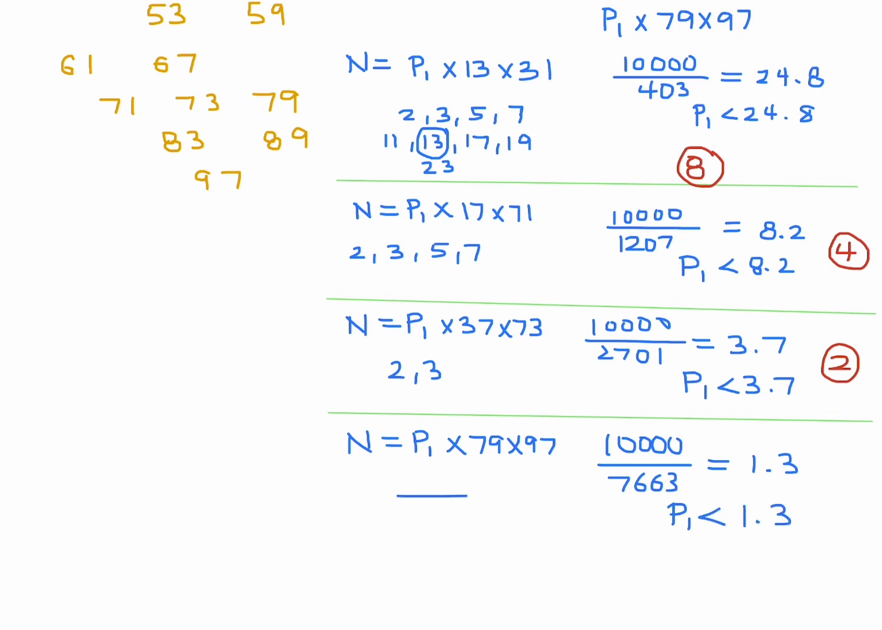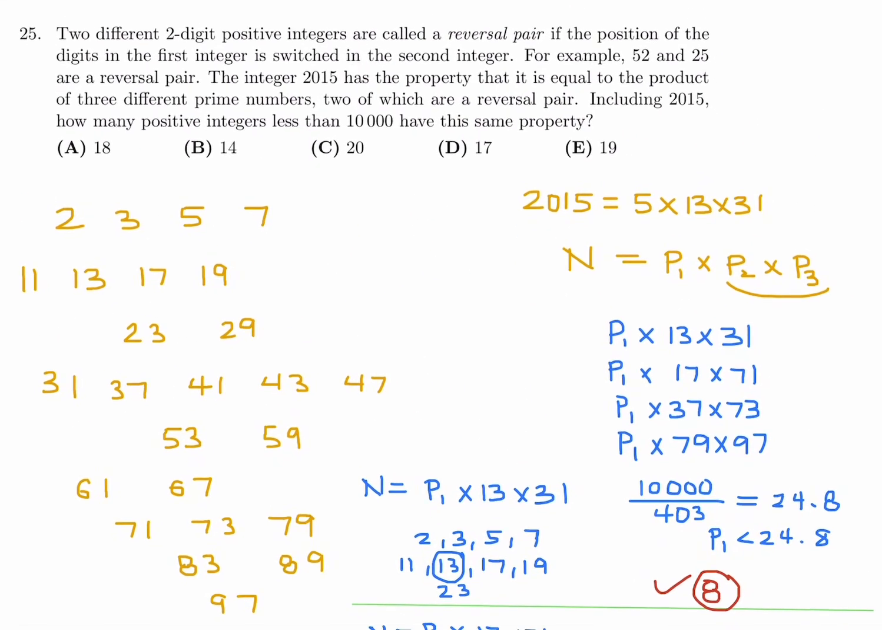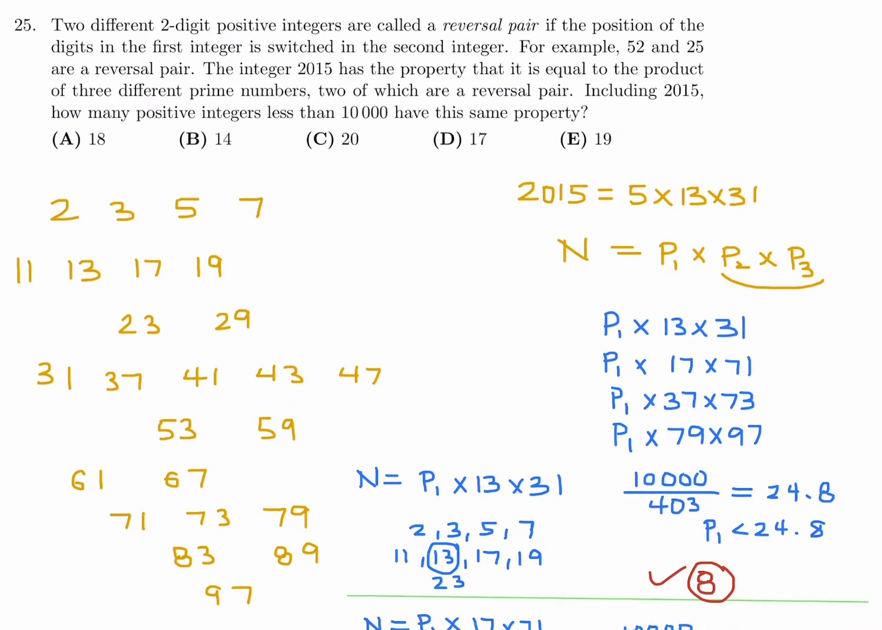So here, nothing. So we now total up the cases. 8 here, 4 here, 2 here. That total is 14. 14, therefore, is the answer to this question, number 25. That would be choice B.